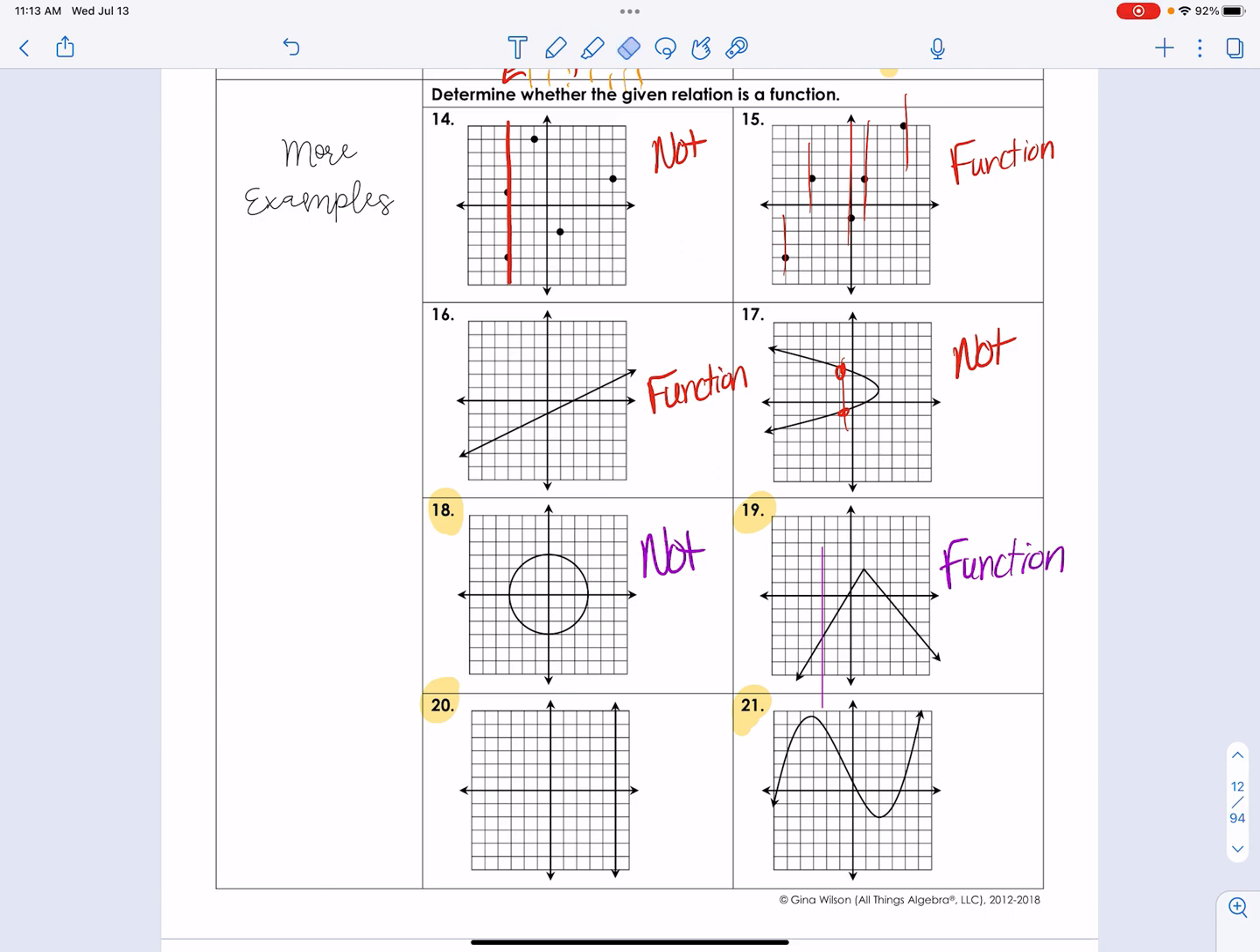Okay, so if I take this vertical line and I bring it down to here, okay, wait. This thing hits all the time. So this thing is definitely not a function, but if I come over here and slide this line, that thing is a function. So this is not a function and this one is a function.